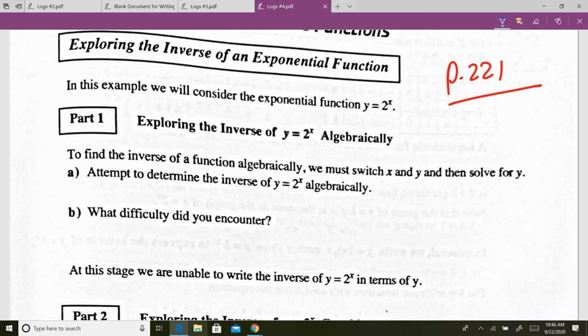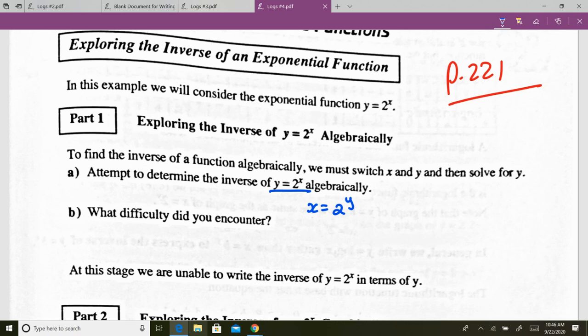So if I'm trying to find the inverse of this graph, y is equal to 2 to the power of x, I'm going to switch x and y. And then I want to solve for y. What happens? Can you solve for y? You don't know enough math to solve for y right now, okay? That's why we introduce logs.